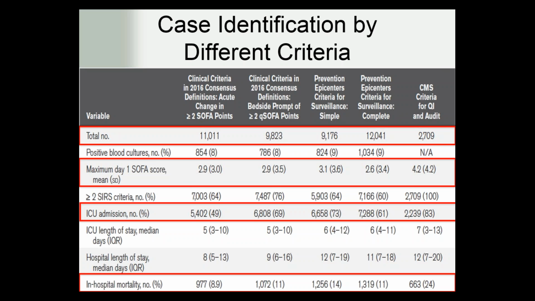And these are the definitions that are in existence being applied to a live database from the state of Pennsylvania. And you see here the mortality rate being very varied, ranging from 8.9% according to the current definitions, the 3rd iteration that we just talked about, all the way up to 24% by using the CMS criteria, which are essentially the 2nd definition conference criteria.